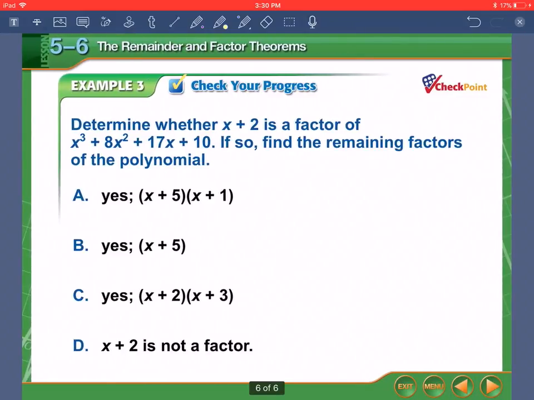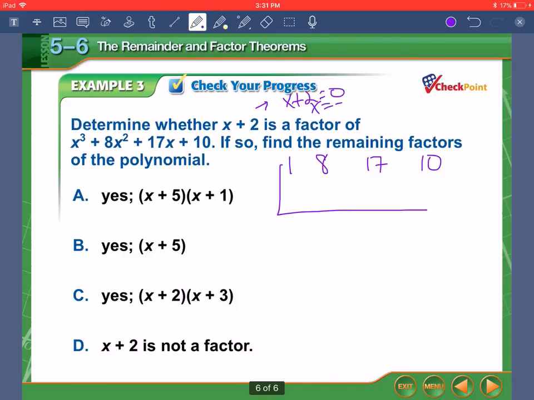So here I'm determining whether x plus 2 is a factor of x cubed plus 8x squared plus 17x plus 10. To determine that, I'm going to use synthetic division. So upside down, I've got 1, 8, 17, and 10. And I'm dividing it by what x equaled. So x plus 2 equals 0, so x equals negative 2.